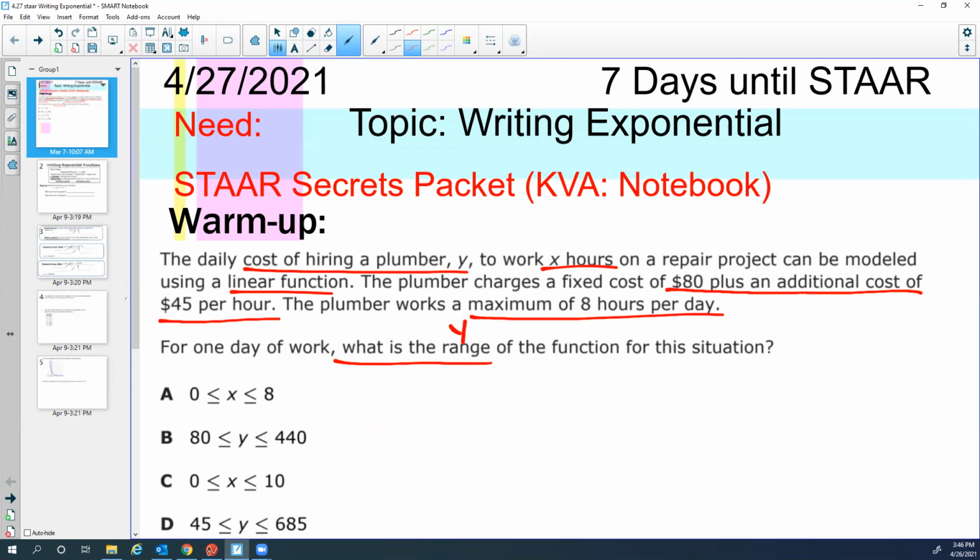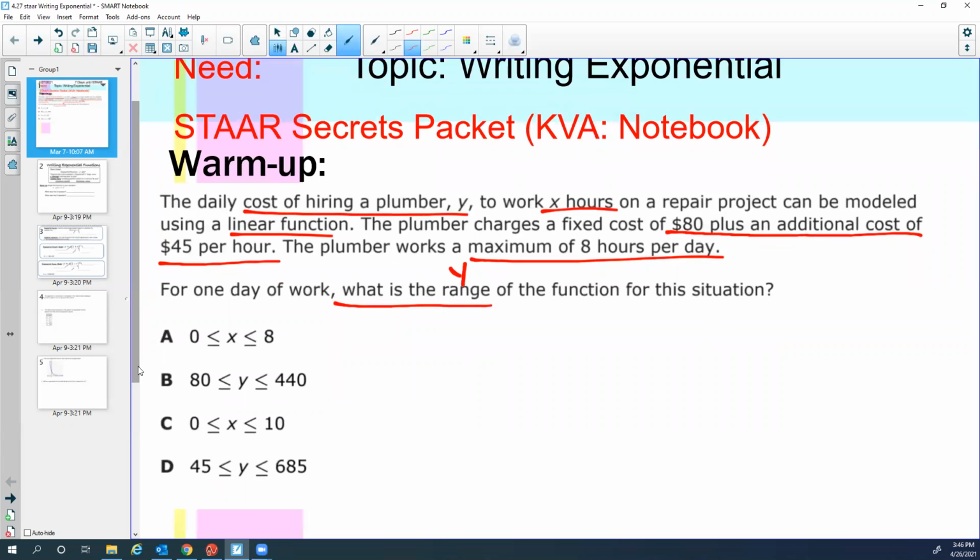First off, the first thing that I can get rid of in these answer choices are the X's, because they're obviously not wanting to know the domain. They want to know what the range is. Well, they said Y represents the cost of hiring the plumber. So we want to know how much it's going to cost to hire the plumber for 0 hours to 8 hours.